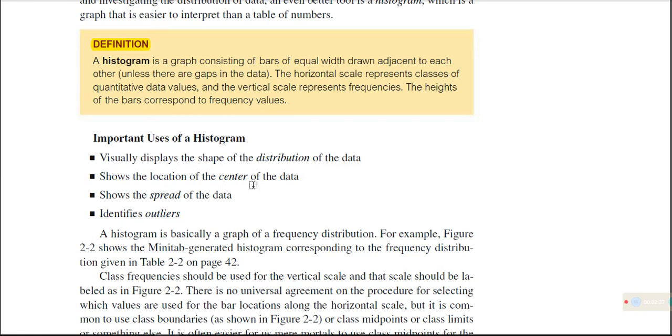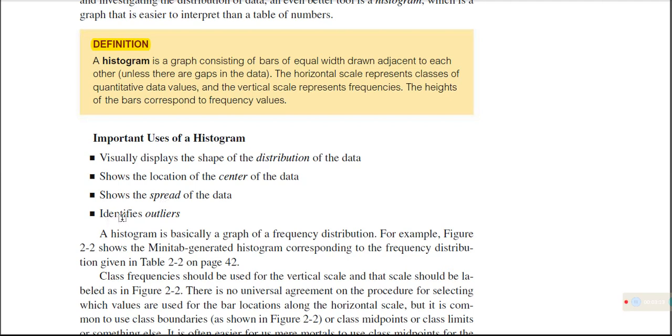Next, shows the location of the center of the data. So, papakita niya sa'yo kung nasaan yung gitna. And also, shows the spread of the data. This is something to do with the height. Tingnan mo yung height ng mga bars mo. Makikita mo kung halos magkakasing height yung mga bars, hindi masyadong nag-differ yung height sa isa't isa, although papababa. Then, the spread of the data or the dispersion of the data ay maliit. Maliit yung variation or pagkakaiba ng mga values sa isa't isa.